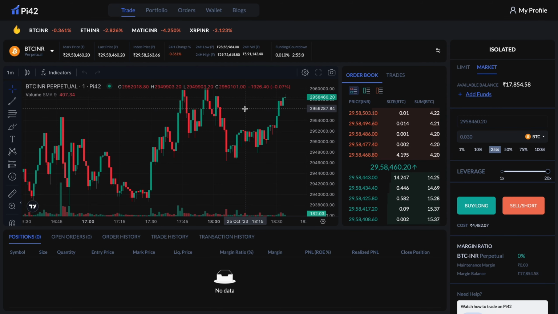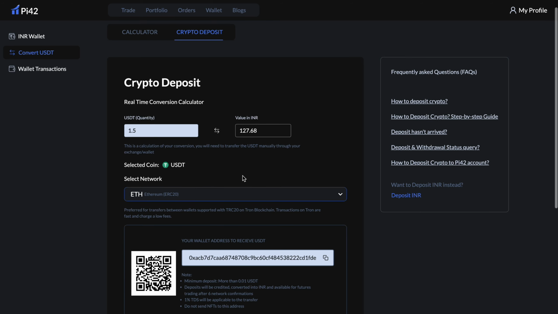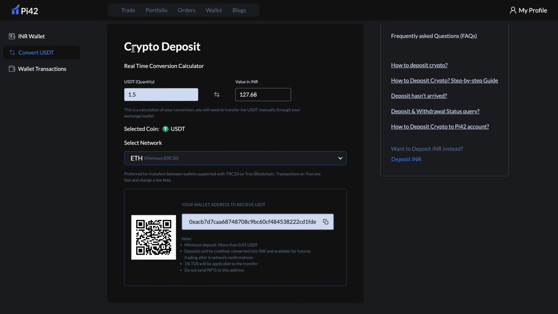Welcome to the seamless world of crypto deposits on Pi42. Convert your USDT to INR effortlessly. On to the crypto deposit tab. While we plan to support various coins, our initial phase welcomes USDT deposits.